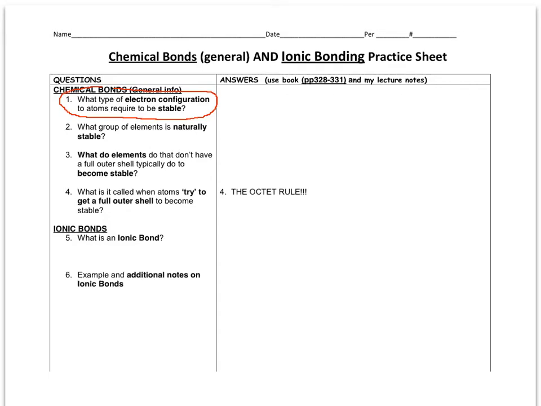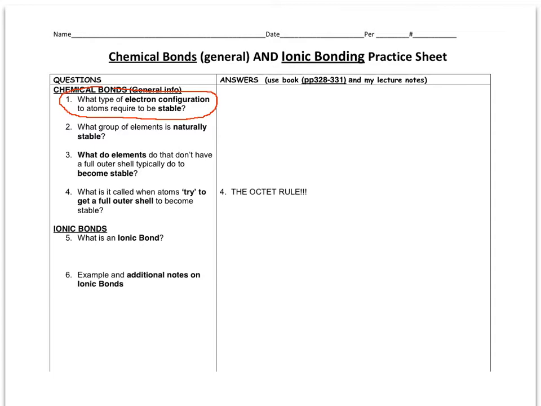Alright, well, we've made it through atoms and the periodic table, and we're going to start talking about chemical bonds, and specifically ionic bonding. There's two types of bonds. There's ionic bonding that we're going to talk about today, and there's also covalent bonding that we'll be talking about later. So, a couple questions here to go through.